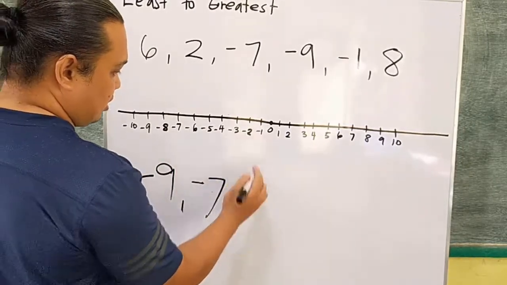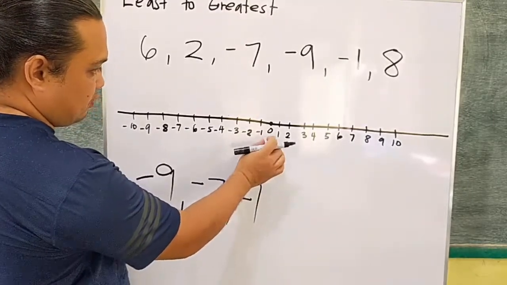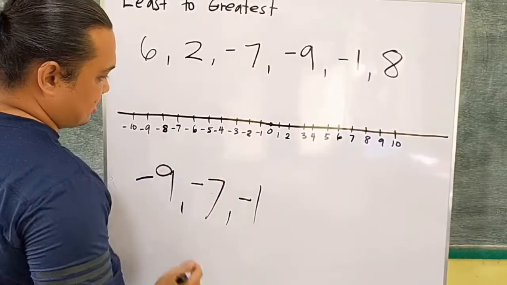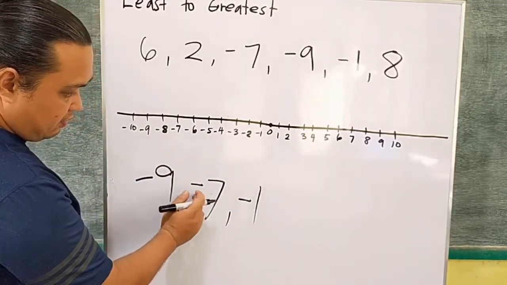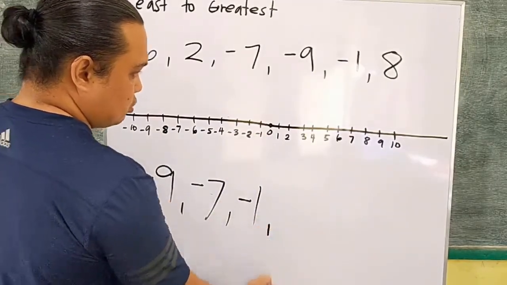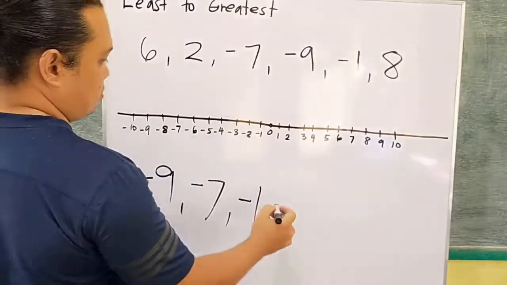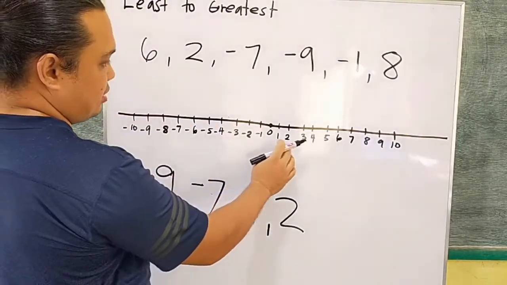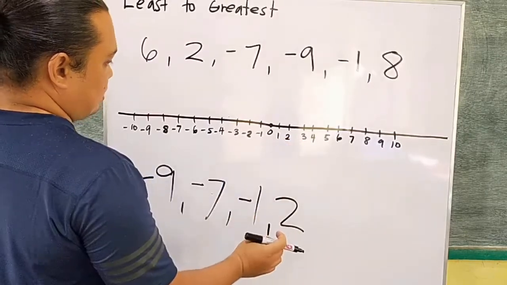Next is negative 1. We have negative 1. That is, negative 1 is closer to 0 compared to negative 9 and negative 7. Okay? And to say, negative 1 here is greater than negative 7 and negative 9 because it's nearer to 0. Next, we have 2. Okay? Because 2 here is the next number right of 0.